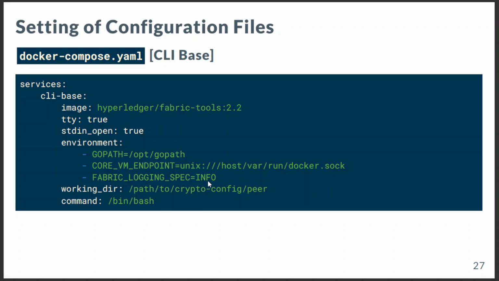Of course, we are not going to set it to debug here, because if we set it to debug, a bunch of information that we don't need will come, and the critical information that we need for the CLI won't be showing up. I mean, it would be showing up, but it would be really difficult to find. Finally, the working directory, same as others, crypto-config, and the command /bin/bash. Because it's a CLI, it will open the bash terminal and shell, and it would run.